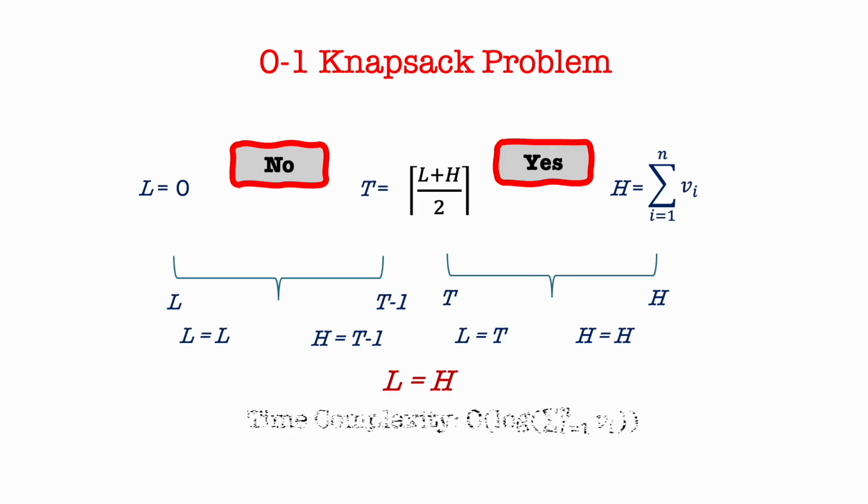Time complexity of this process is order of log of the sum of values of all items, which is polynomial. We can say if there exists an efficient algorithm for the decision version of the knapsack problem, an efficient algorithm can be designed for the optimization version of the knapsack problem.